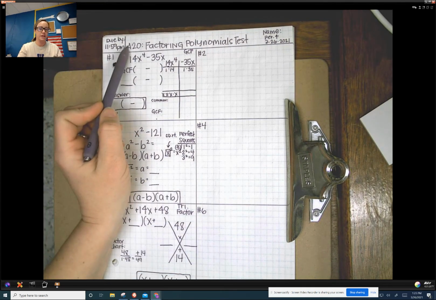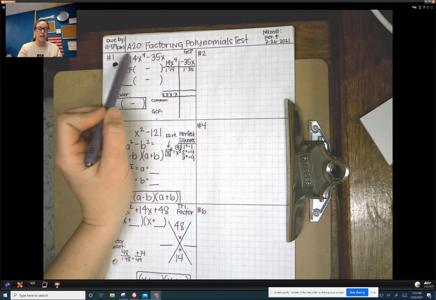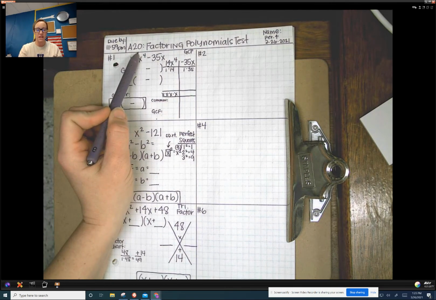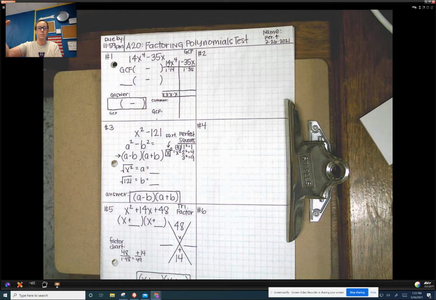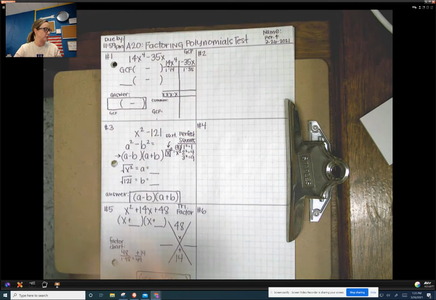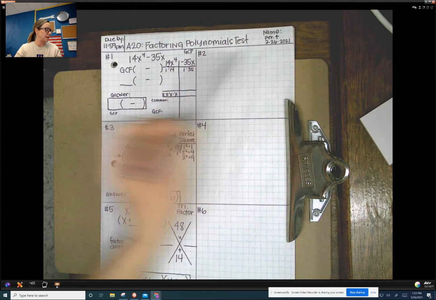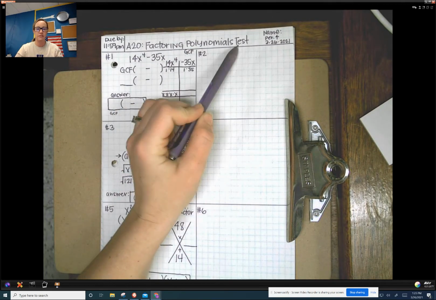It is on Delta Math, and I labeled it assignment A20 because we just finished A13, and that way it just sequences nice. We know where to find it. We know where the pretest before it is. So I want you to title it just like this, A20 Factoring Polynomials Test.